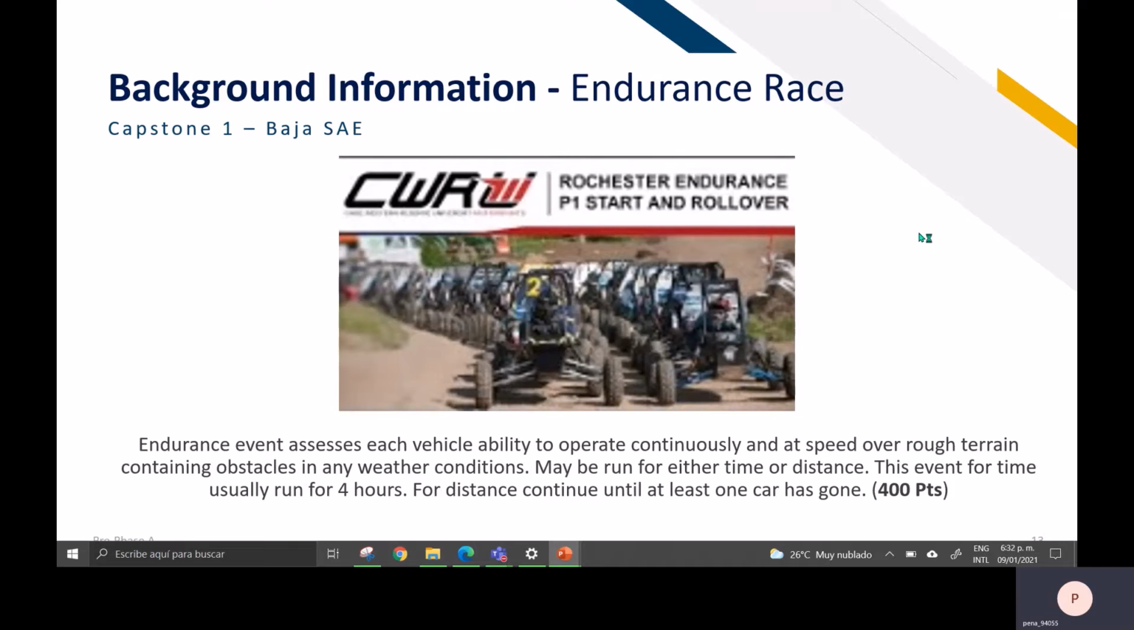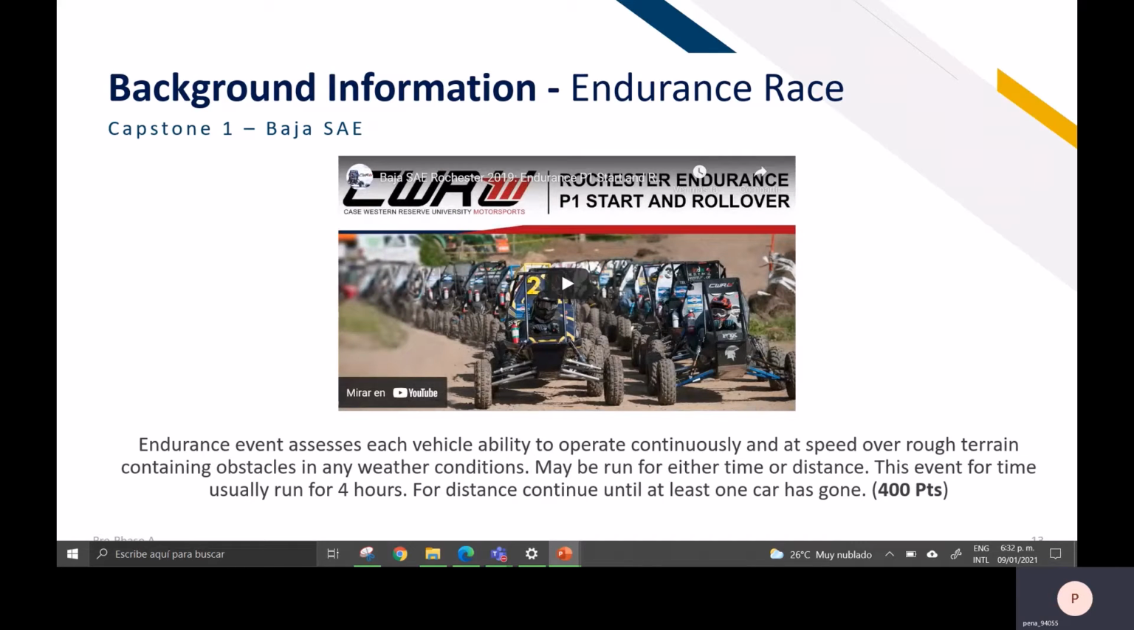Endurance race. Finally, we have the endurance competition, which consists of driving on an all-terrain circuit for 4 hours. In this way, all elements of the vehicle, its resistance and performance are tested to obtain the most points. Completing this test gives us a lot of points to win the final SAE Baja competition. Maximum points for this test is 400. Go to the video.